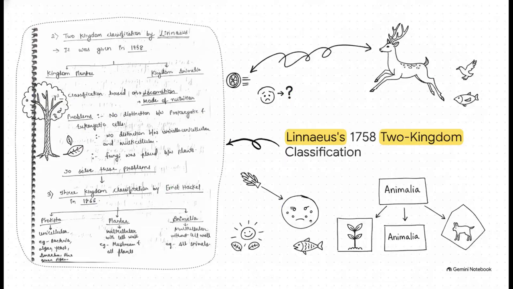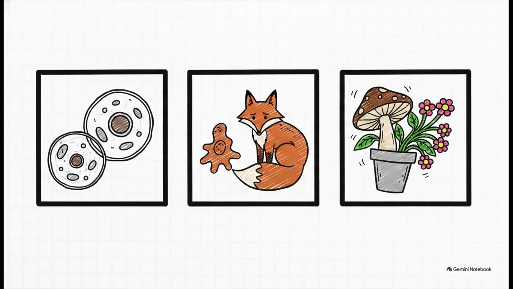Enter Carl Linnaeus in 1758. He established a super strict two-kingdom system consisting of Plantae and Animalia. And his criteria for this division were incredibly straightforward. He based it entirely on two things: locomotion, so could the organism move, and its mode of nutrition, meaning how did it get its food. But here is the catch.